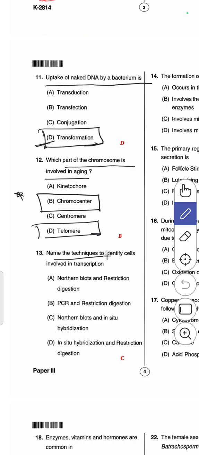13th one: name the techniques to identify cells involved in transcription. The options are Northern blots, restriction digestion, PCR and restriction digestion, Northern blots and in situ hybridization, and in situ hybridization and restriction digestion. Through this technique we can study the transcription process. So C is the right answer for this question.